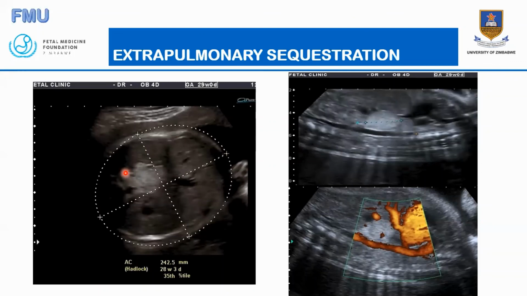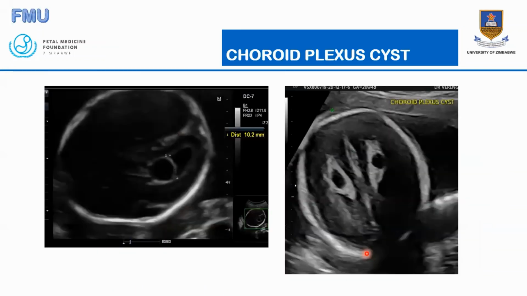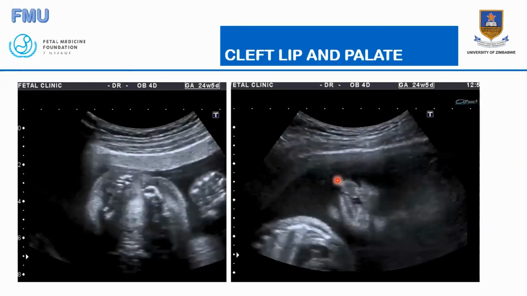This is one of our cases we followed up. Fortunately for this one, it self-resolved, the echogenic mass you see there. Just to show you again the choroid plexus cyst within the choroid plexus. Again, this was a bilateral choroid plexus cyst there.